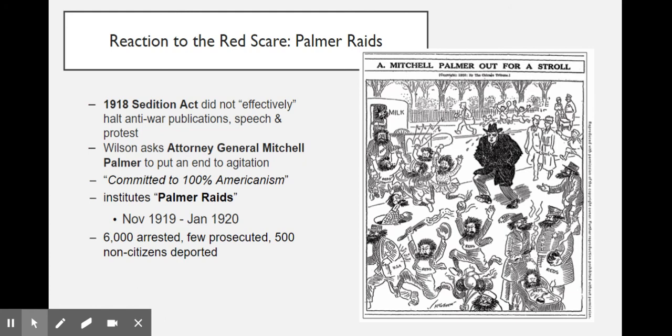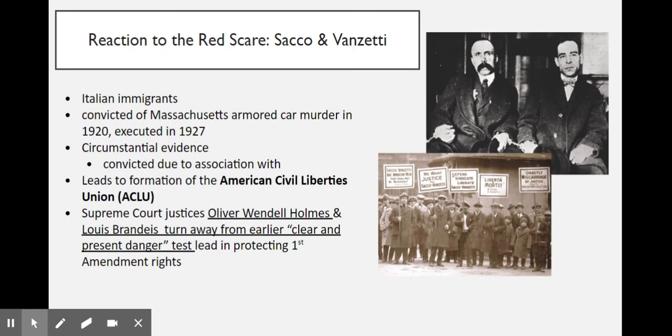But these Palmer raids, even at the time, there were people who said, there are people who may be from Russia, and there may be people who actually go to meetings for the Socialist Party or the Communist Party, but it doesn't necessarily mean that they want to see revolution in the United States. But nevertheless, it did create legitimacy. And we'll see in 1920 that there will be an armored car shooting in Massachusetts. And the two gentlemen who are accused are Italian immigrants, again, people associating with anarchists and socialist organizations. And on circumstantial evidence, they will be convicted.